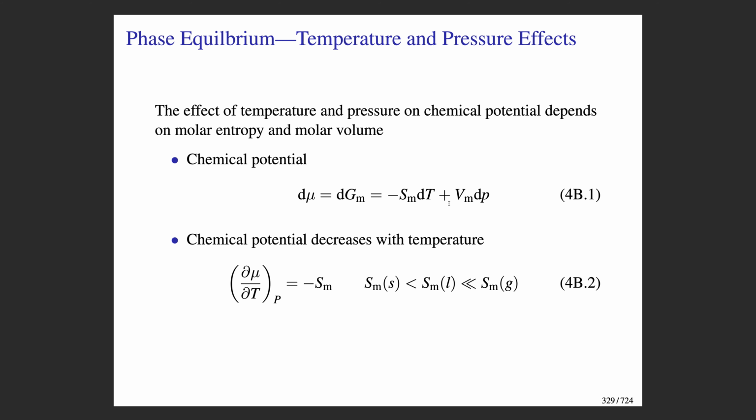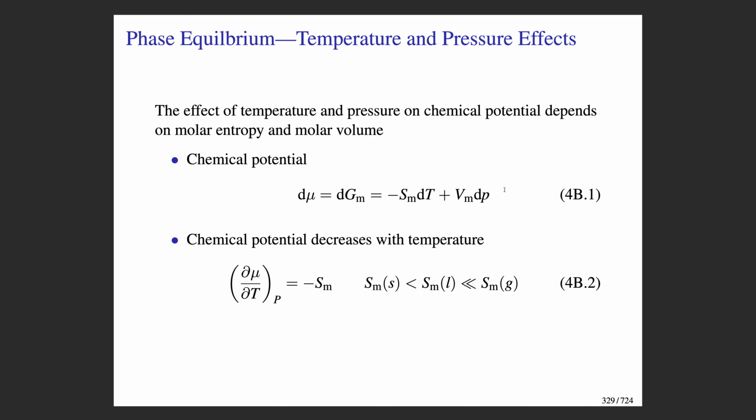The next part of the equation reminds us that a change in the molar Gibbs energy, or the change in the chemical potential, brought about by a temperature and/or pressure change, is given by this formula here, where the slope of the chemical potential with respect to temperature is given by minus the molar entropy, and the change in the chemical potential with respect to pressure is given by the molar volume.